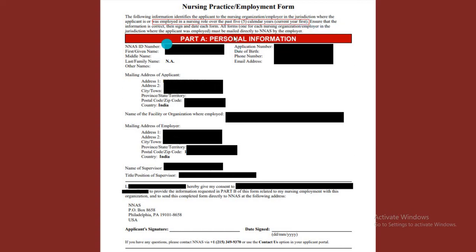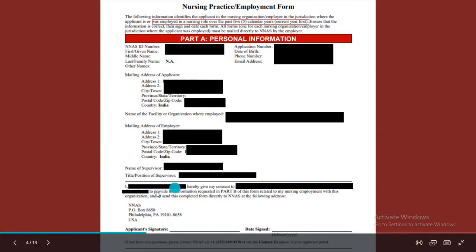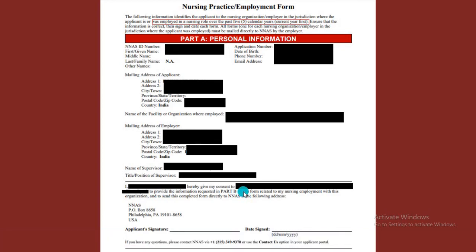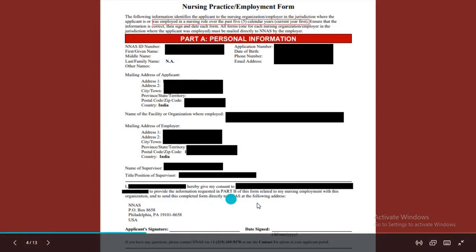Ensure that the information is correct and then sign and date each form. Your name is written over here in the declaration, and I hereby give my consent to, this is your employer's name, to provide the information asked by NNAS, and then you have to put your signature in the applicant signature section and sign. Alright.